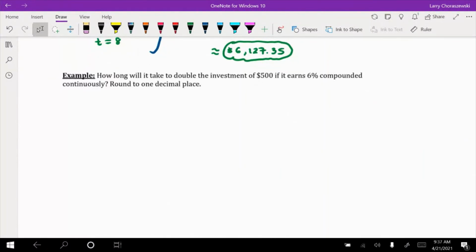All right. I believe this is our last example for the section. How long will it take to double the investment of $500 if it earns 6% compounded continuously? So right off the bat, it tells us what we want to look for. We want to look for a value of T. Double the investment of $500, that's actually speaking to a value of A, and the 500 would be our value of P. And then, of course, 6% would represent our value of R.